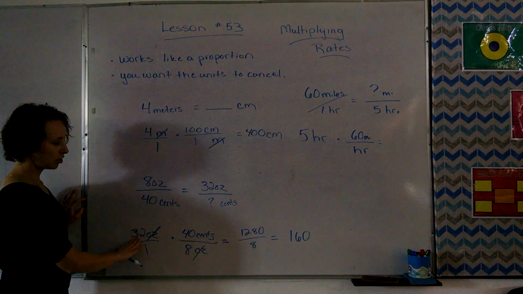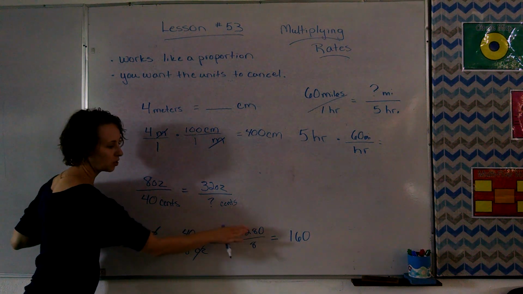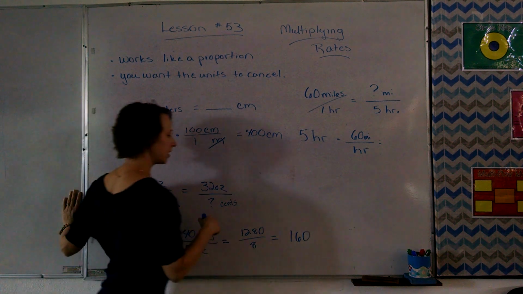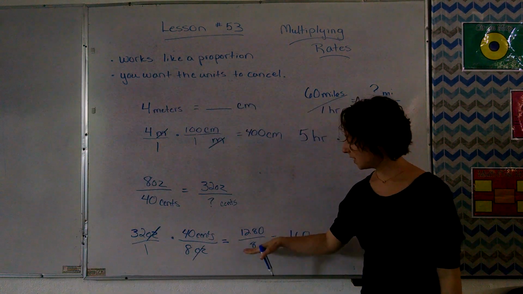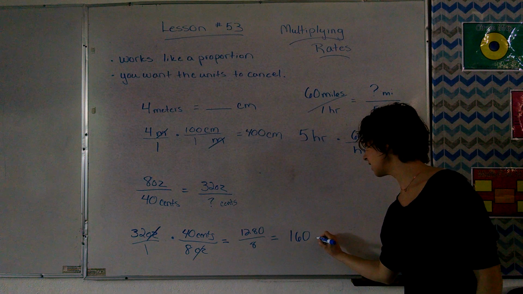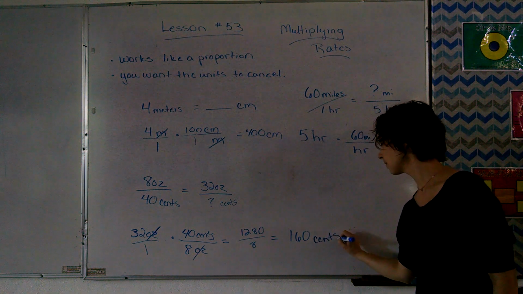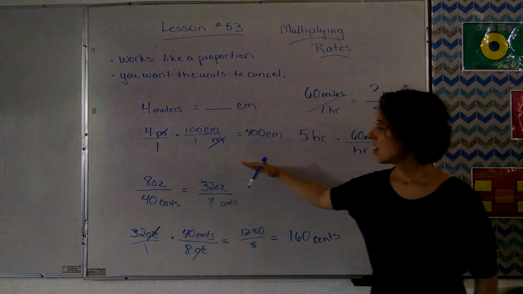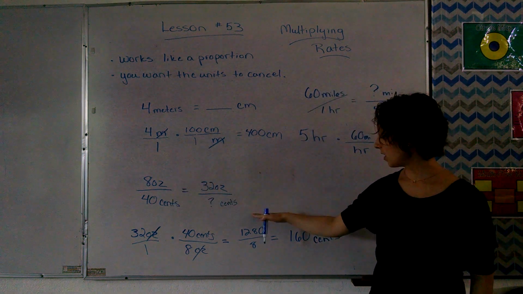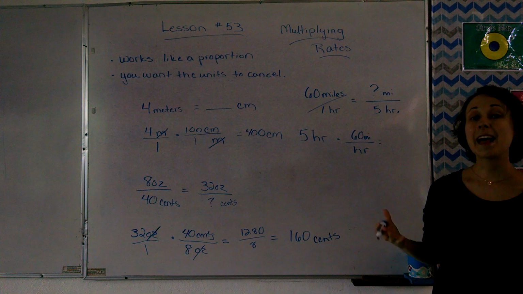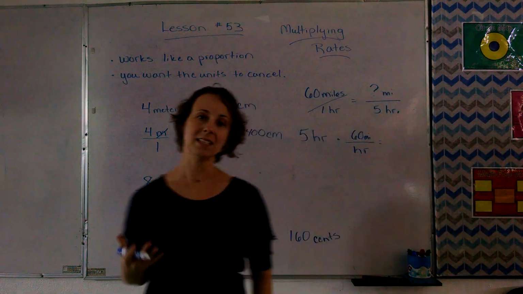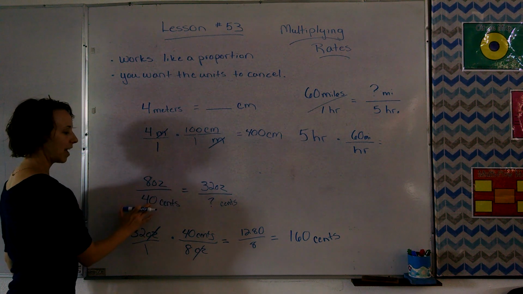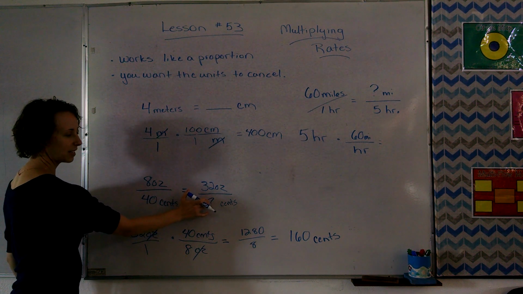Let's do our math. 32 times 40 is 1280. 1 times 8 is 8. My units are cents. 1280 divided by 8 is 160 cents. That means that if an 8-ounce can costs 40 cents, 32 ounces is going to cost 160 cents. And that makes sense because 8 times 4 is 32 and 40 times 4 is 160.